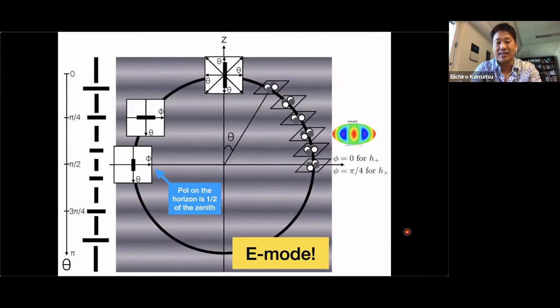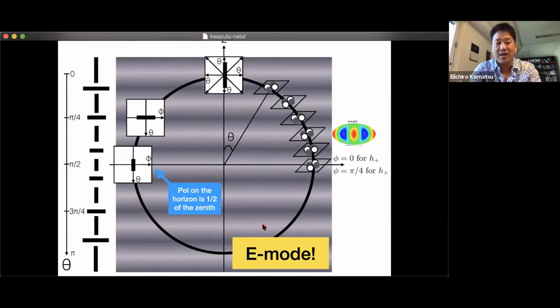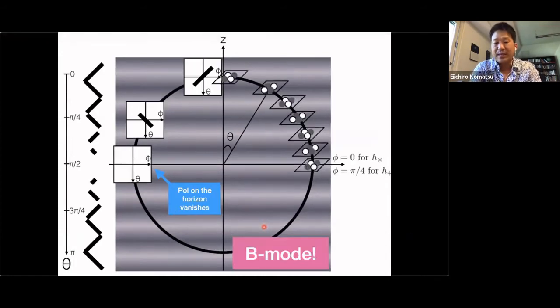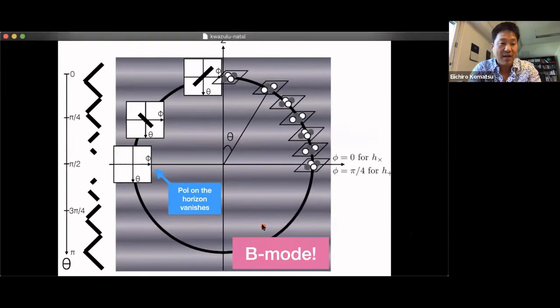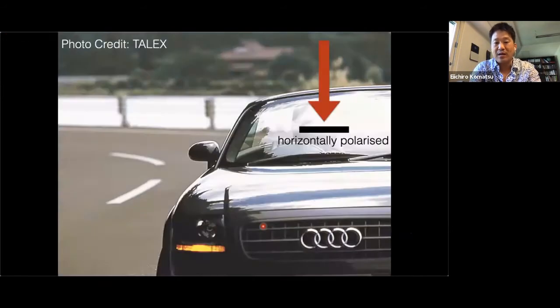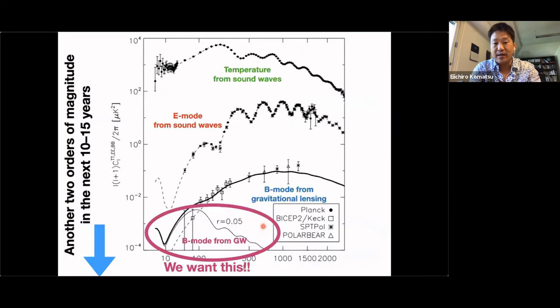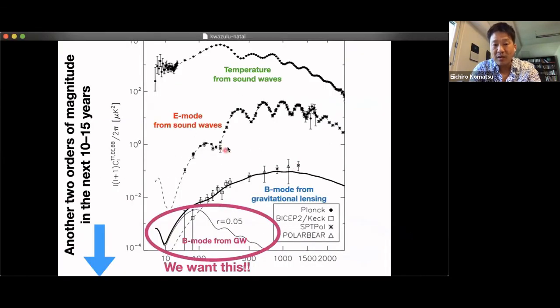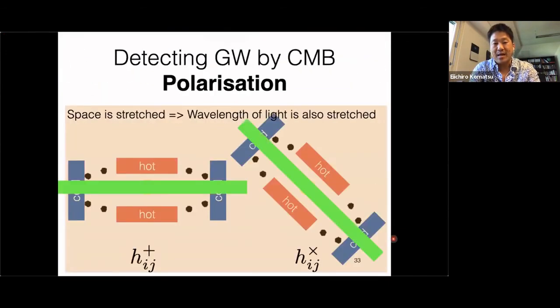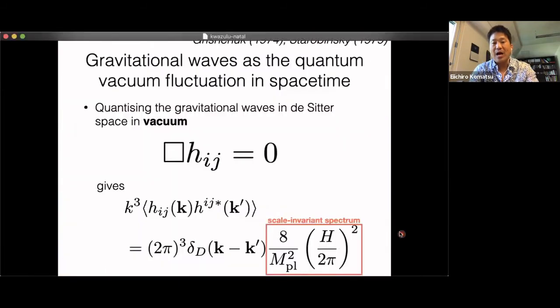And the important thing is that this can be produced not only by gravitational waves, but also by density waves, sound waves. But B mode can only be produced by gravitational waves, unless the gravitational lensing effect occurs. So that's why we showed here before that here you have the E mode coming from the sound waves. This is the B mode produced by gravitational lensing of this, but then this here is the intrinsic B mode from the gravitational wave. So this is what we want to measure. Good. All right.